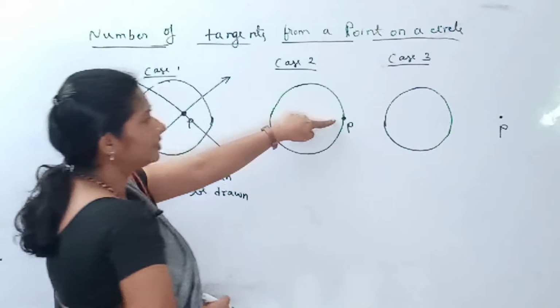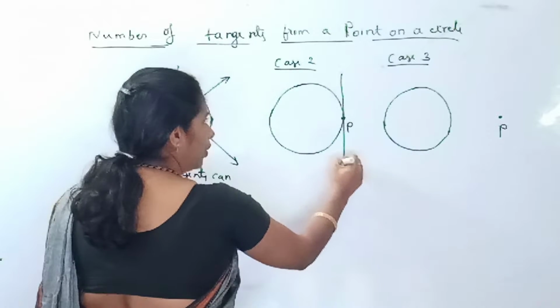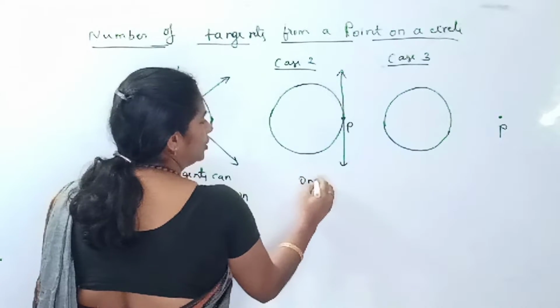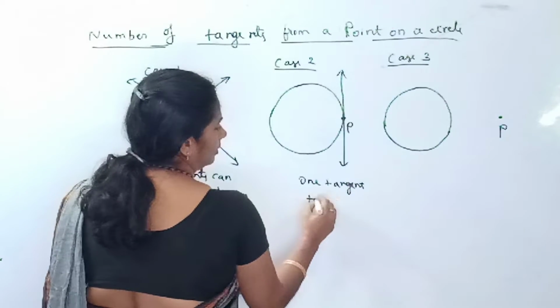When the point is on the circle, you can draw only one tangent to the circle.